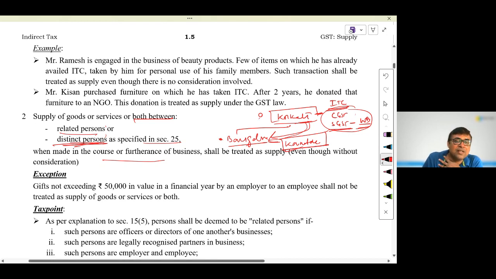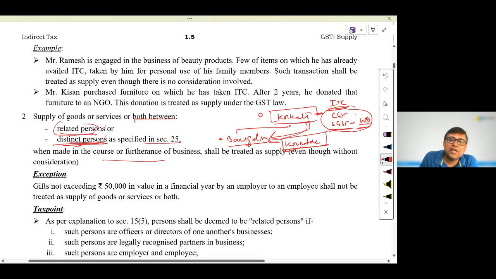Since they are not related, to become a related person, we require two persons. At least there should be two persons. One, me and my relative. There are two persons. Can I say that Bangalore branch is my relative? No, we are the same thing, same person. So it is not covered in the umbrella of related person.